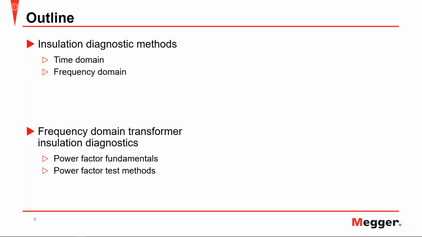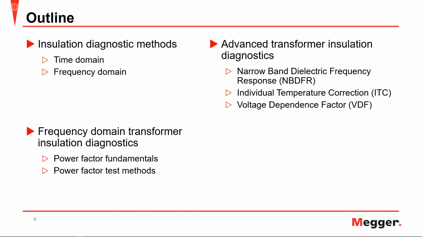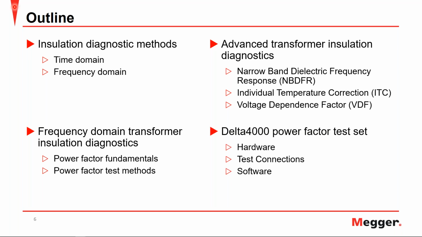Then we'll move into frequency domain transformer installation diagnostics, where we will discuss power factor fundamentals as well as power factor test methods. From there, we'll move into the advanced transformer installation diagnostics, where we will talk about narrowband dielectric frequency response, individual temperature correction, and voltage dependence factor. Then we'll finish it off by covering the Delta 4000 power factor test set, where we'll discuss the hardware, test connections, and the software.